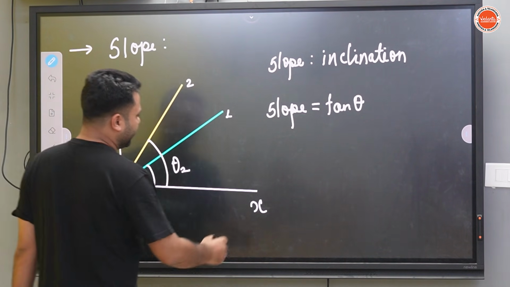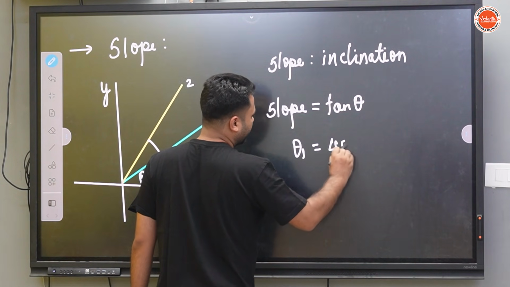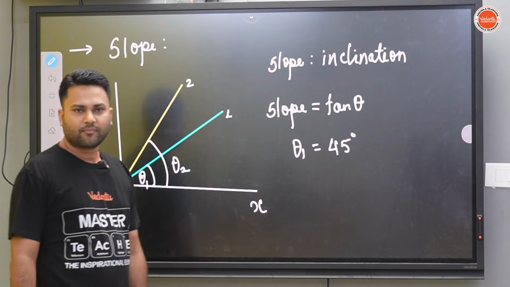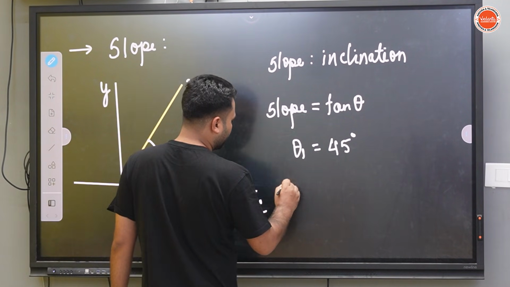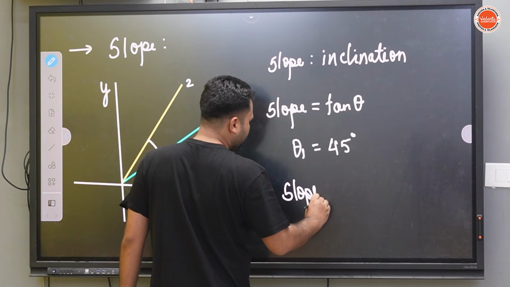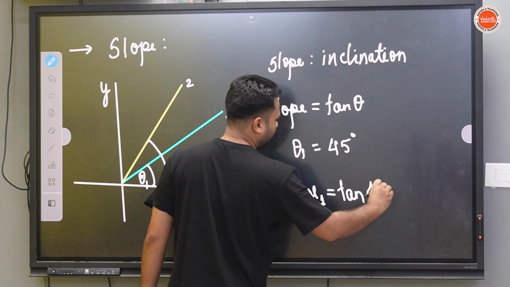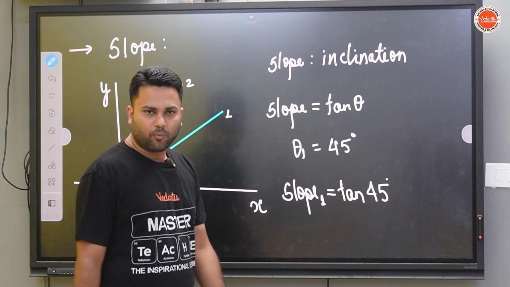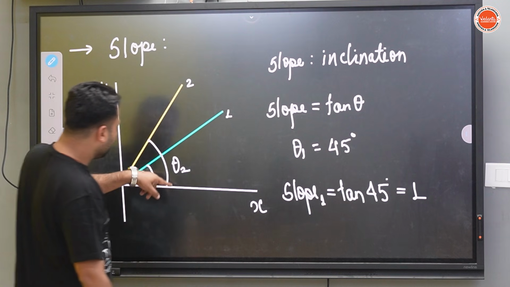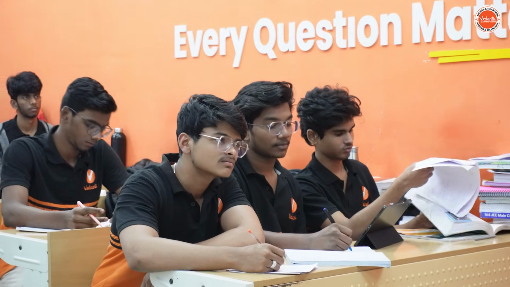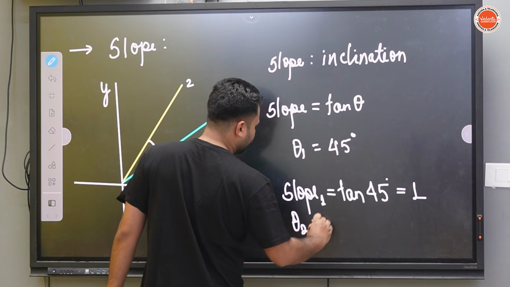You can see also, theta 1 is suppose 45 degree. Suppose someone asks what is the slope of line 1. So slope of line 1, what will we write? Tan of 45 degree. What is tan 45? 1. This theta 2 is more, this is clearly visible. So suppose this theta 2 is 60 degree. Just an example I am taking.